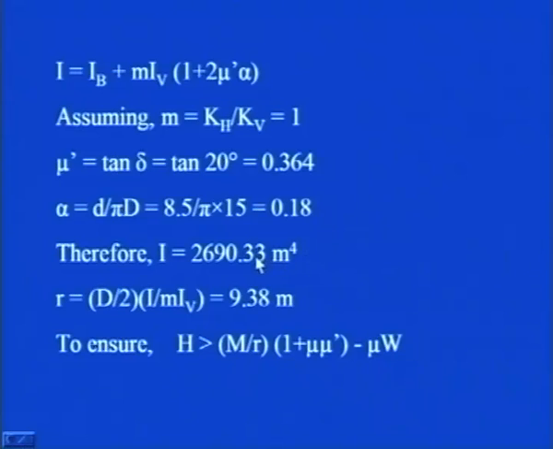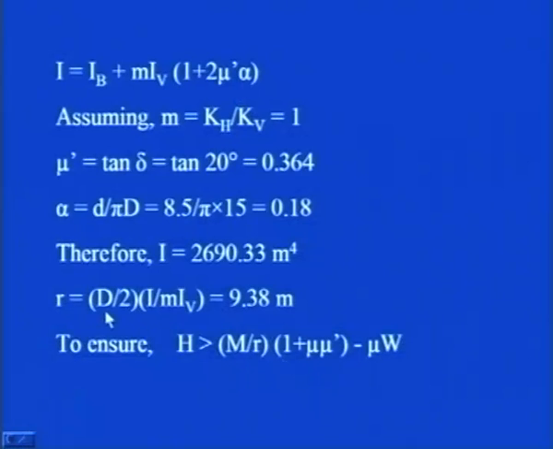Now, once this I is known, to ensure those conditions on H which we have already discussed in step 3, we need to find this parameter R, which is defined as D by 2 into I by m IV. We know the value of D, we have found the value of I, we have assumed the value of m and we have found the value of IV. So, if you substitute these values in this expression, you will get a numerical value of R as 9.38 meter.